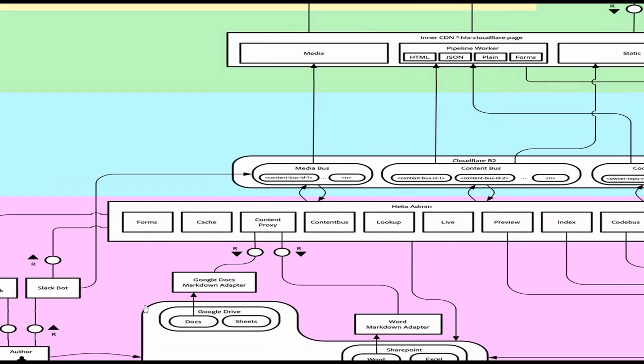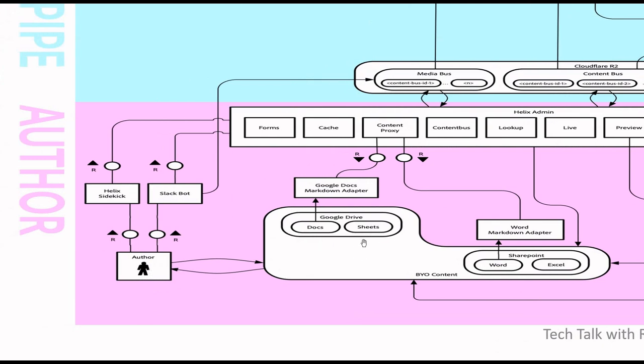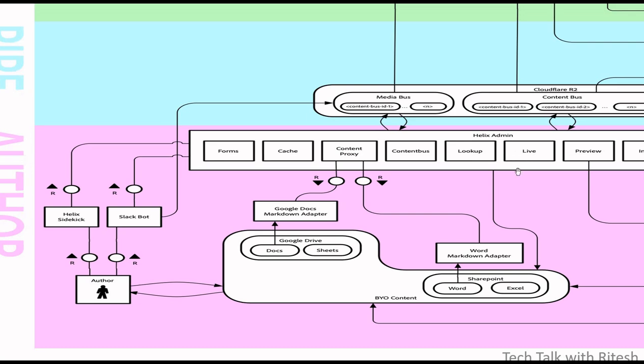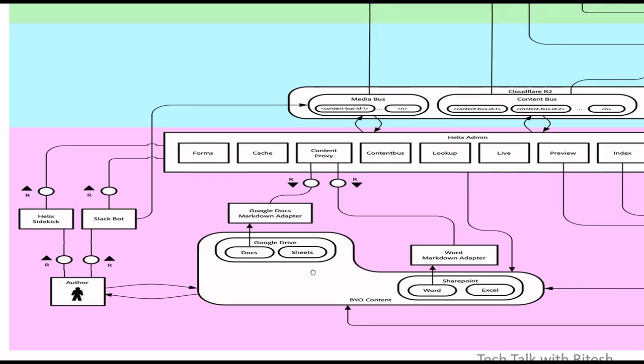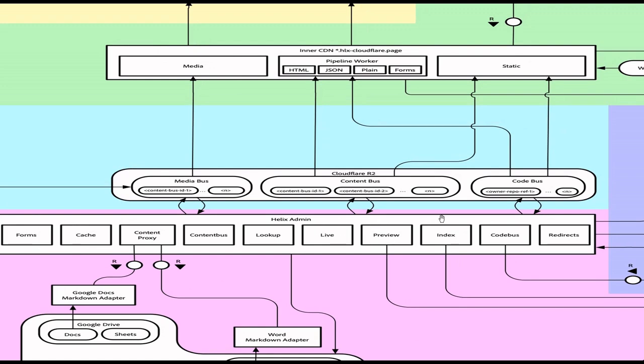So everything is almost the same. Here also we have the author documenting, putting things together in Google Drive or SharePoint, and then using the markdown adapter. We have the REST-based services in Helix admin. Once the preview happens, it will go to storage. In the previous option, the AWS option, we have AWS S3. Now here we have Cloudflare R2.